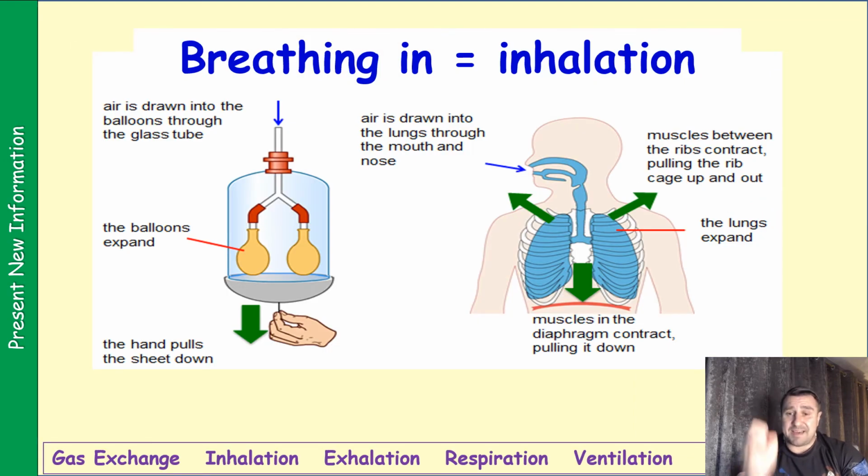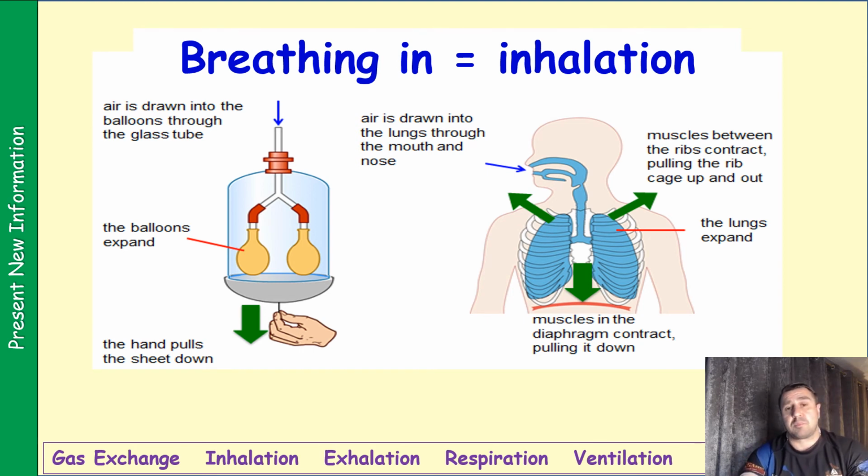Now when we breathe in, that's known as inhalation. When we breathe in, we're taking in air through the mouth and the nose. What happens when we're taking in air? The muscles between our ribs, those intercostal muscles, contract and pull the rib cage up and out, making it expand. This gives the lungs room to expand, to fill up with enough air that your body needs. The diaphragm also contracts, and the muscles in the diaphragm pull it down.